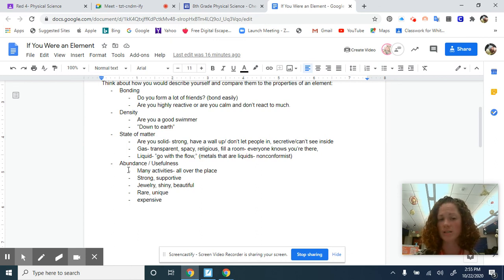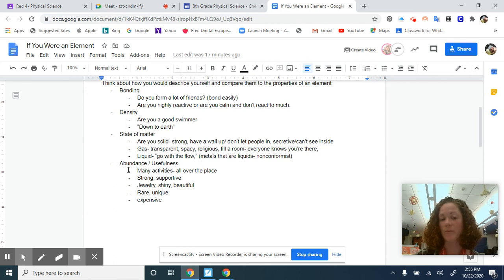Maybe you're strong and supportive. And like I said before, strong can be mentally strong, or it could be physically strong. Supportive could be, again, mental or physical. Maybe you're there for your friends, but maybe you also are on the cheer squad and you're the bottom, you're the base. You have to be the support for your team when they climb up to make a pyramid.